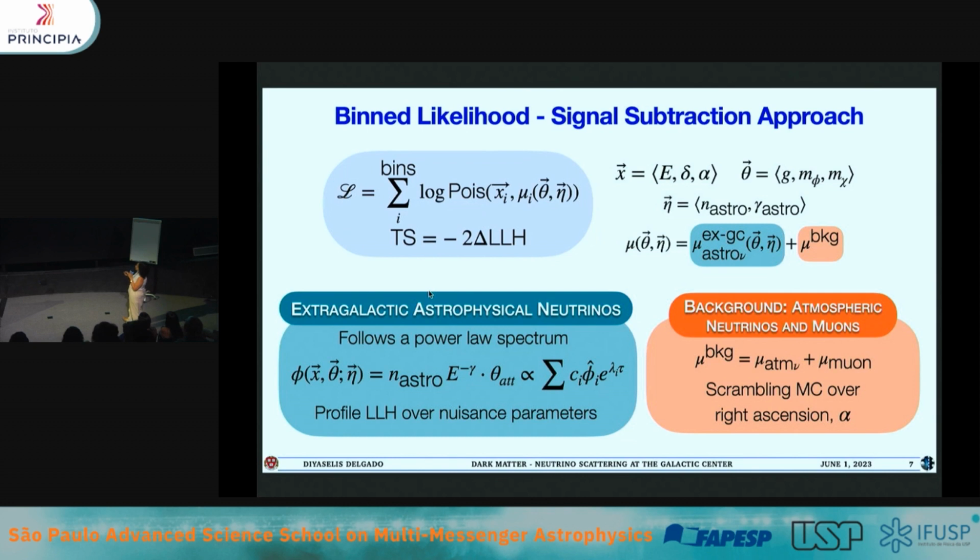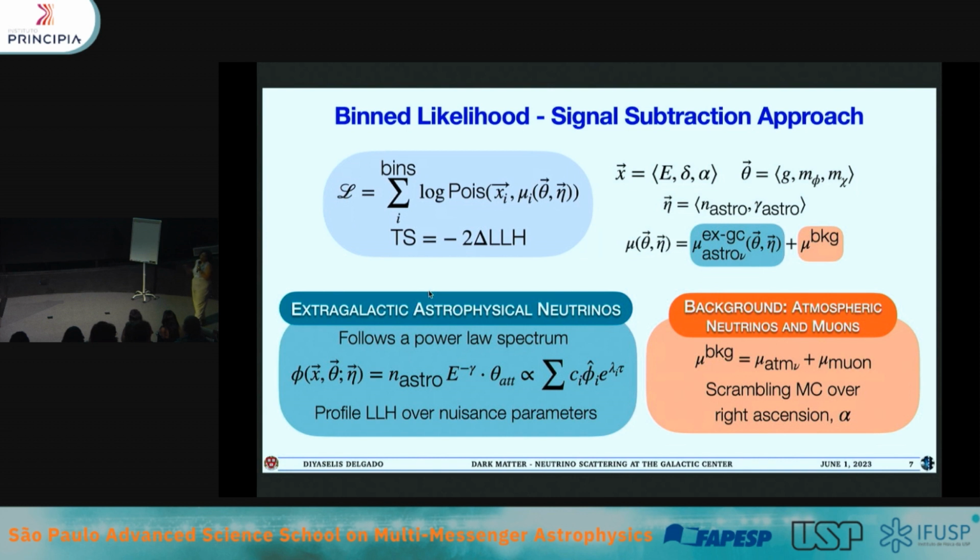We're interested in formulating this Poisson likelihood and then computing a test statistic between your dark matter parameters or hypothesis and your null hypothesis. So it depends on event coordinates, dark matter parameters, and also some nuisance parameters, many others that I'm not including. But you can separate your likelihood into your signal, which is our extragalactic astrophysical neutrinos that follow a power law spectrum. And then that would depend on your attenuation effect. And then you profile over these nuisance parameters, and it looks good. And then you have your background, which in this case is atmospheric neutrinos and muons, that you scramble over.